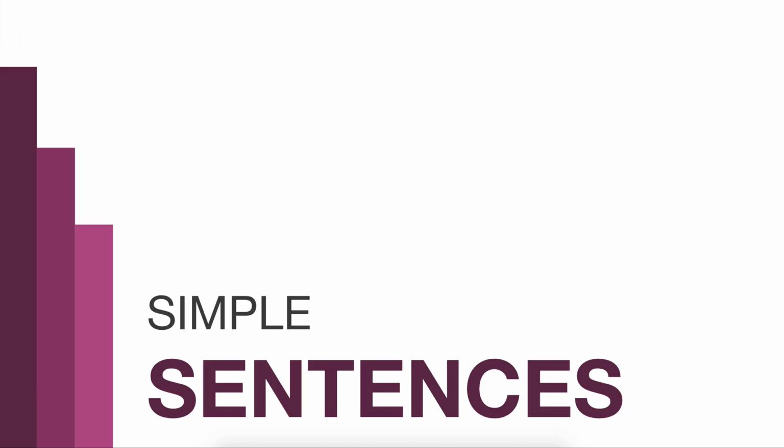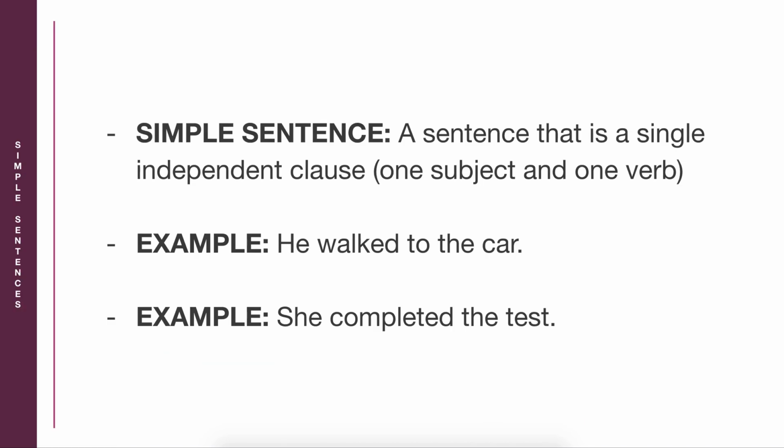Now, a simple sentence is really pretty simple. A simple sentence is just any sentence that contains one independent clause. Here are a couple of examples. He walked to the car. We have a subject, we have a verb, we have a complete thought, therefore it is a sentence. It is just one independent clause.